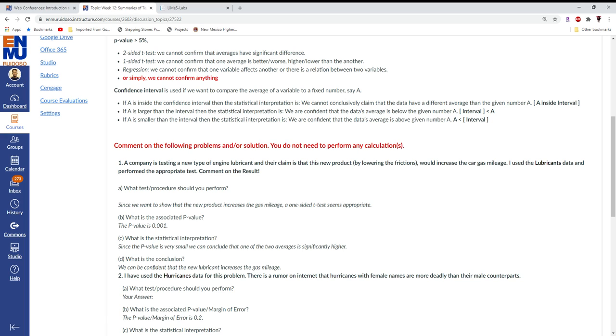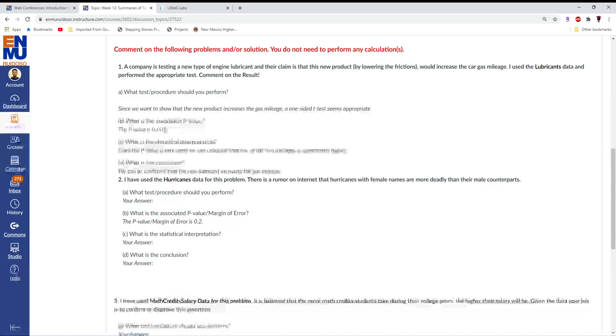A company is testing a new type of engine lubricant, and their claim is that the new product, by lowering the friction, would increase the car gas mileage. Use the lubricants data and perform the appropriate test. Comment on the result. What test should we perform? It is saying that the new product would increase the car gas mileage. So the new lubricant will increase the car gas mileage. That means the gas mileage by the new lubricant will be better than the previous one. So that's why we can go for one-sided t-test over here, and the rest of the things are easy to see.